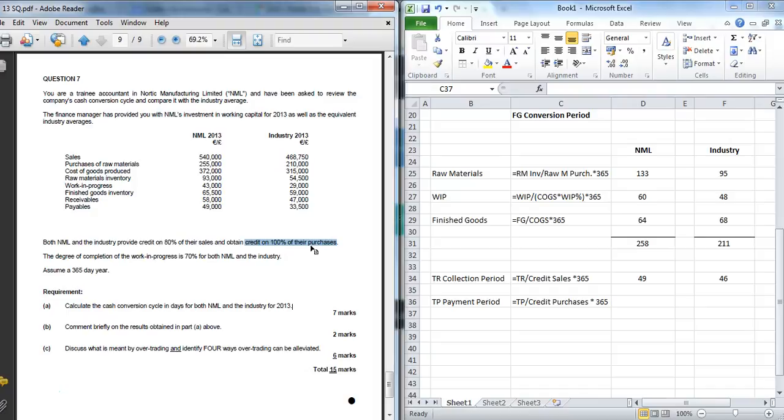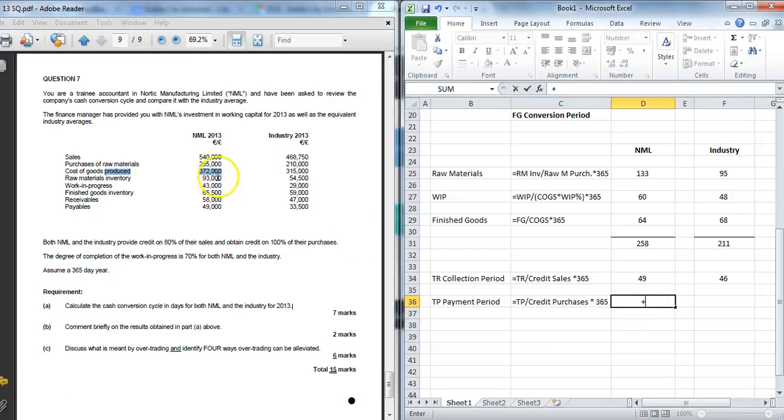Now it's also important to bear in mind, in terms of purchases, that sometimes you will not be told what the percentage is, or you may not be given purchases in the question. Therefore you can use cost of sales or cost of goods sold as an approximation. So either or, just make sure if you're not given the actual purchases figure, you typically expect it to use a proxy as a best estimate.